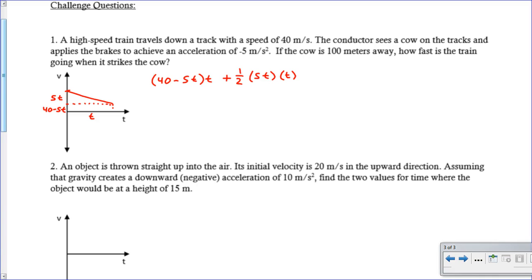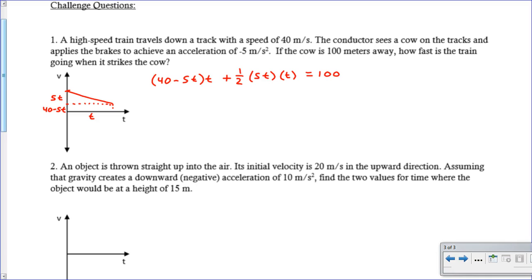All right, that's the whole area there. We just need to now simplify it because we know that this has to equal 100 meters, because the area is the distance traveled, and we know the cow is 100 meters away, and we're trying to find information about when it strikes the cow. So this all has to add together to be 100 meters.